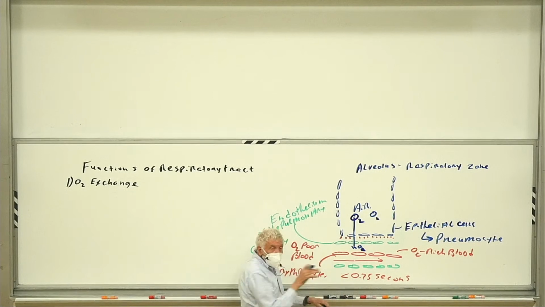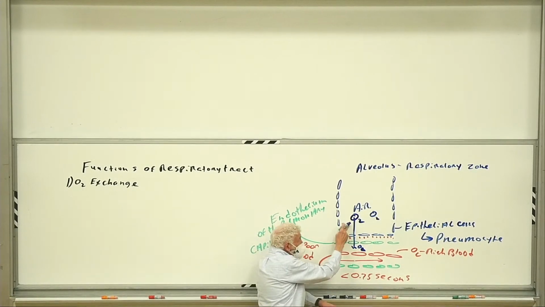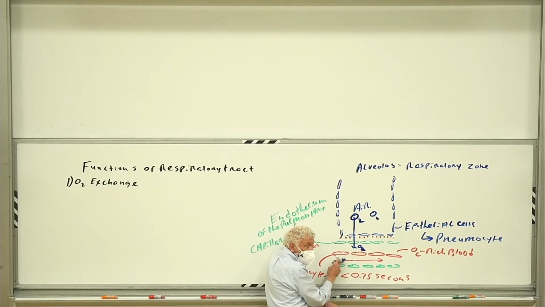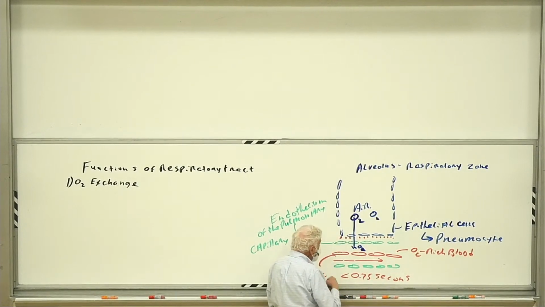We're just using the gradient. The oxygen is moving from a region of higher concentration to a region of lower concentration. And it's in higher concentration in the air than it is in the blood. It comes to equilibrium before it leaves, so we end up with oxygen-rich blood.